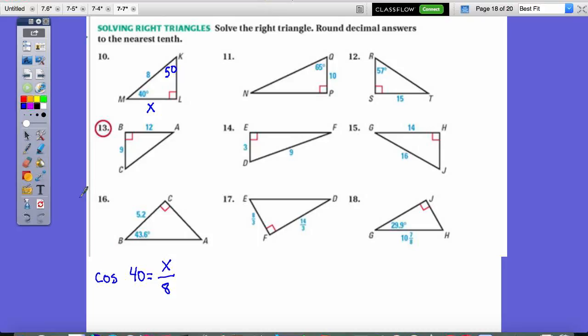So in my calculator, 40 cosine is 0.76604 blah, blah, blah. Since this is going to be multiplied by 8, I'm just going to leave that in my calculator. And I get 6.128, round to the nearest tenth. So that's going to be 6.1. That's messy, so I'm going to clean that up here.